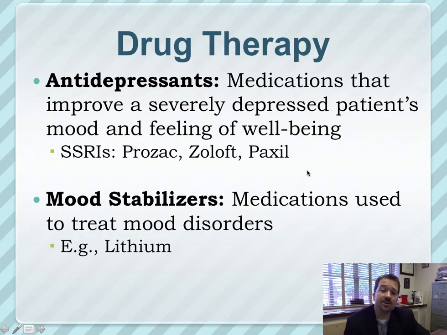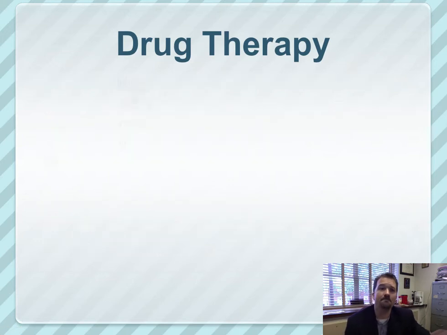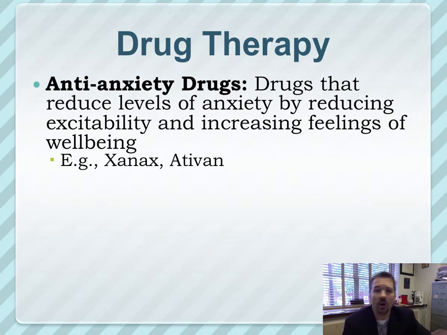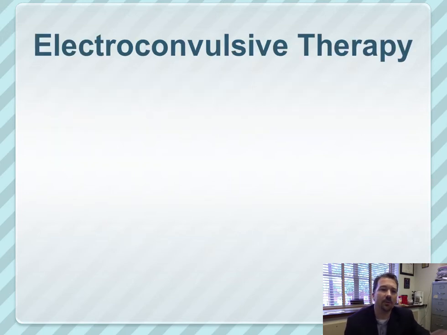Mood stabilizers are a little bit different. Lithium is the very common example here. These are medications used to treat mood disorders, typically bipolar disorder. Anti-anxiety drugs help reduce levels of anxiety by reducing excitability and increasing feelings of well-being. Xanax and Ativan, for example.